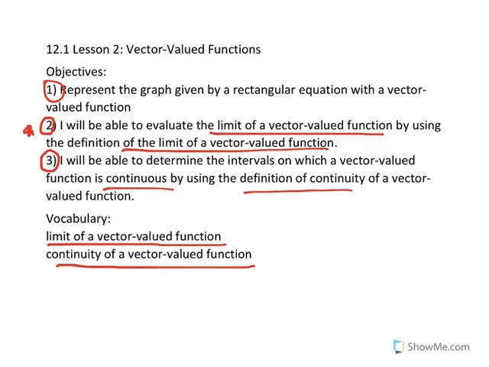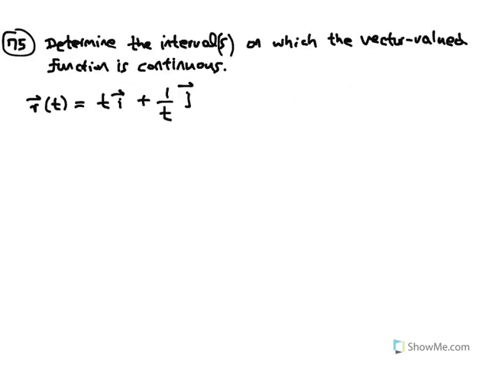So now we will look at objective 3. We will look at an example for objective 3. So here we have number 75, determine the intervals on which the vector-valued function is continuous. And we have r of t is equal to ti plus 1 over tj.